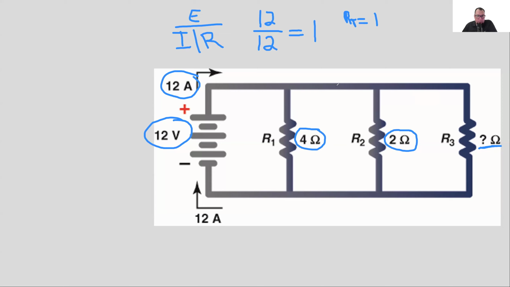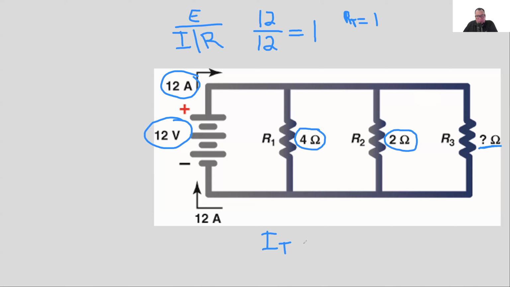Since we have RT, we can plug that in along with the 4 and the 2, and then leave R3 as X, as our variable that we're trying to find. Again, that will involve algebra. I want to kind of stay away from algebra for right now. So what we could do is find amperage per leg, because we know the formula for amperage, we just need to add them up.